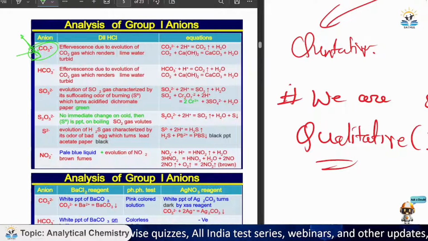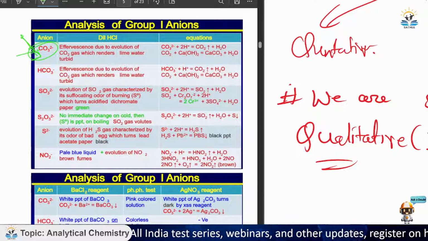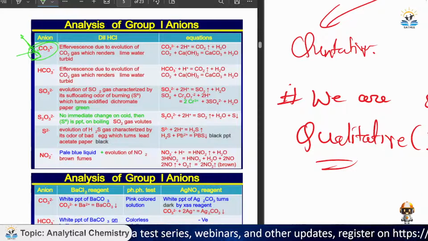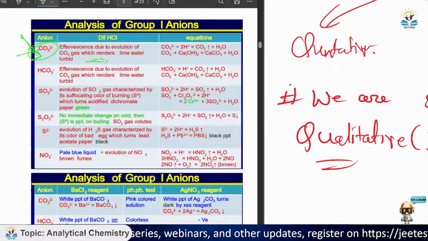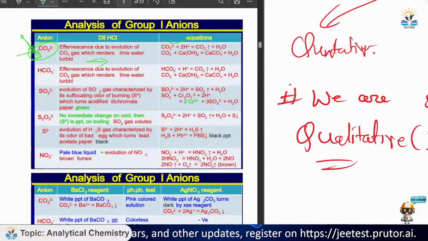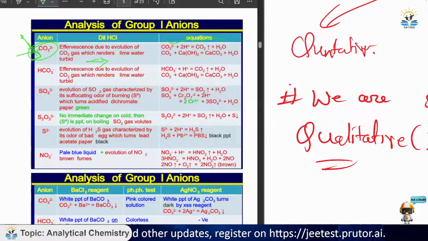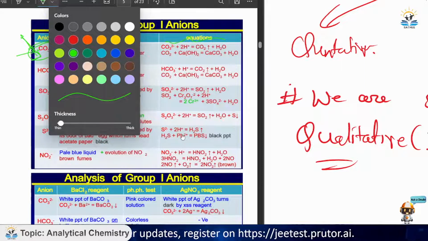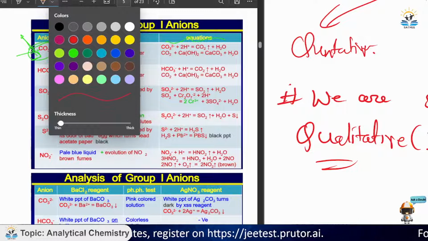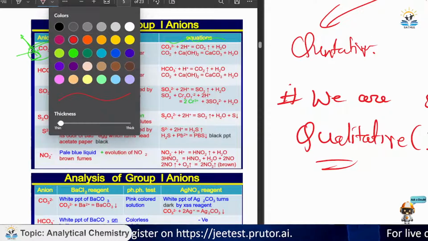Now, how do we check that it is present in our compound or not? Effervescence due to evolution of CO2 gas renders the lime water turbid. The chemical reaction which occurs is given here. This one is not visible, I guess. Let me take something darker. Okay, black will be fine.